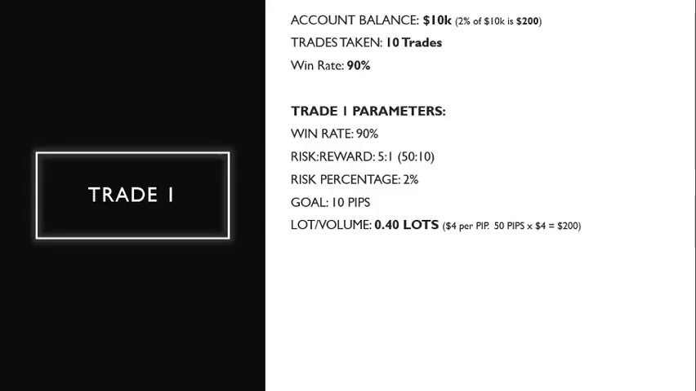So our first example, our trade 1. We have a 90% win rate, a 5-to-1 ratio. Our risk percentage is 2%. That means that if I'm going to let this trade go as far as 50 pips and then I'm going to stop the bleeding, that's going to be worth 2%. What's 2% of a $10,000 account? $200. Okay, $200. So at 50 pips, what lot size would I use that would equal $200 at 50 pips? 0.4, which is $4 per pip. So 4 times 50 equals 200, right? 50, 100, 150, 200. Okay.